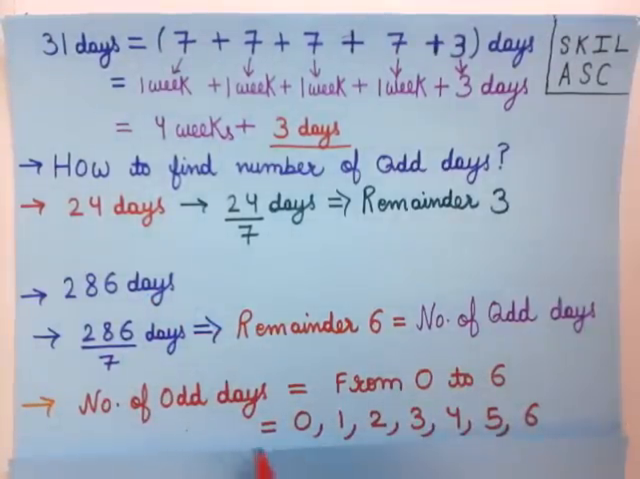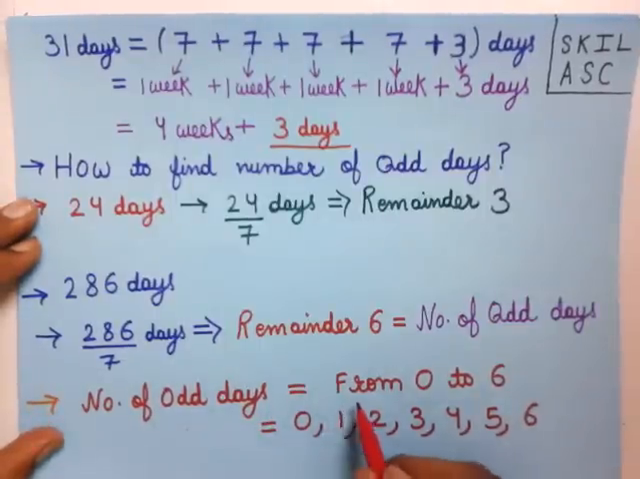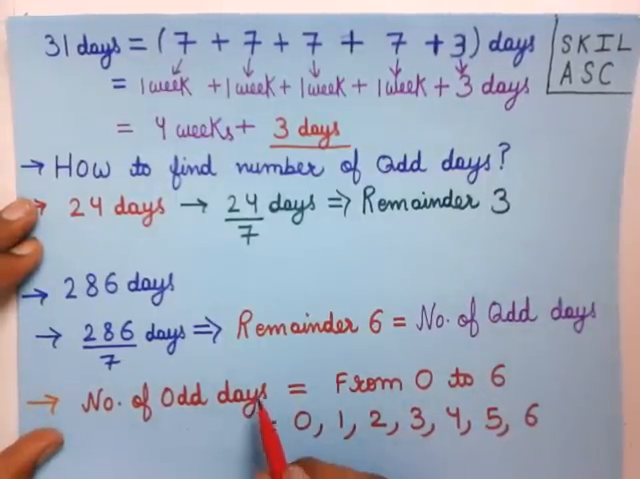Now you must remember this point, that the number of odd days can only be from 0 to 6. That is, the number of odd days can have values only from 0 to 6.